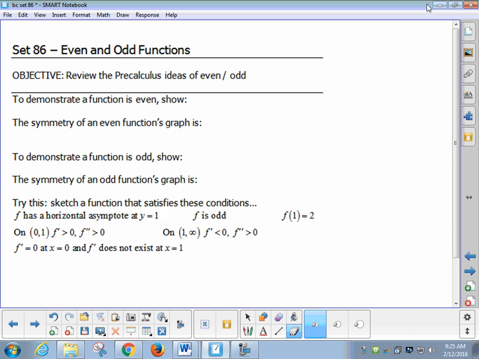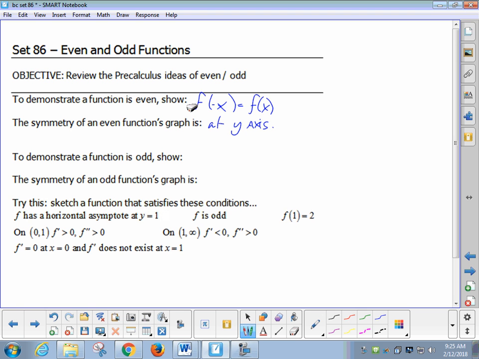By way of review, if a function is even, you can prove it's even by showing that when you put in a negative, what happens? Same as when you put in a positive at that same absolute value. Symmetry in an even function is about what? At the y-axis.